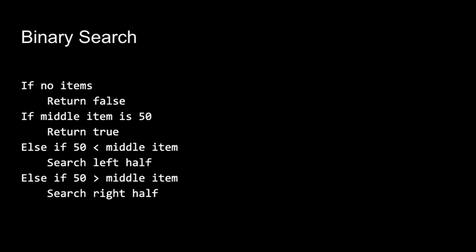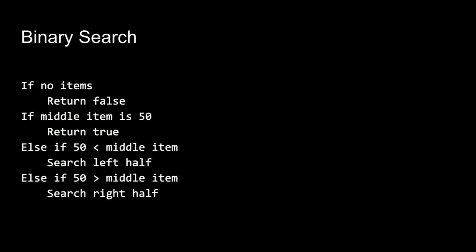But the idea of binary search is, all right, let's say we're looking for the number 50 inside of an array. We first say, all right, well, if there's nothing in the array, return false. We didn't find the number 50. If the middle item of the array is 50, well, then we found 50, so return true. And what are the only other possibilities?